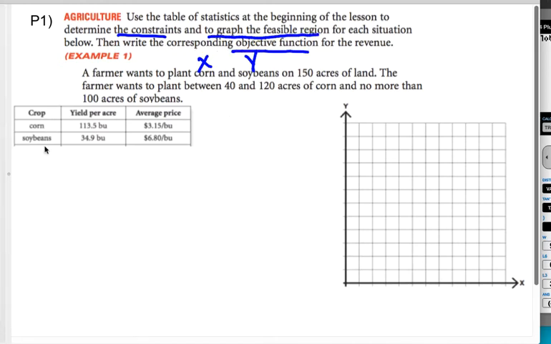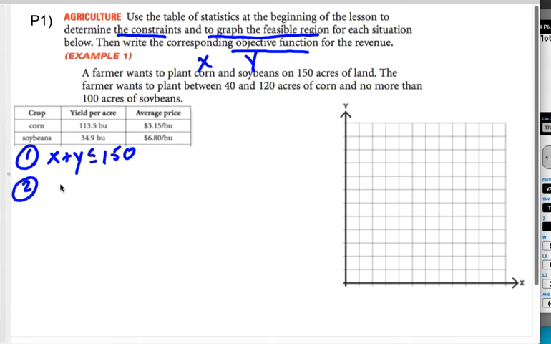So those are the three things we're going to do. The first thing I'm going to do is write my constraints, right? I already assigned corn as X and soybeans as Y. So my first constraint is that X plus Y has to be less than or equal to 150, right? Because that's the total amount of land he has.